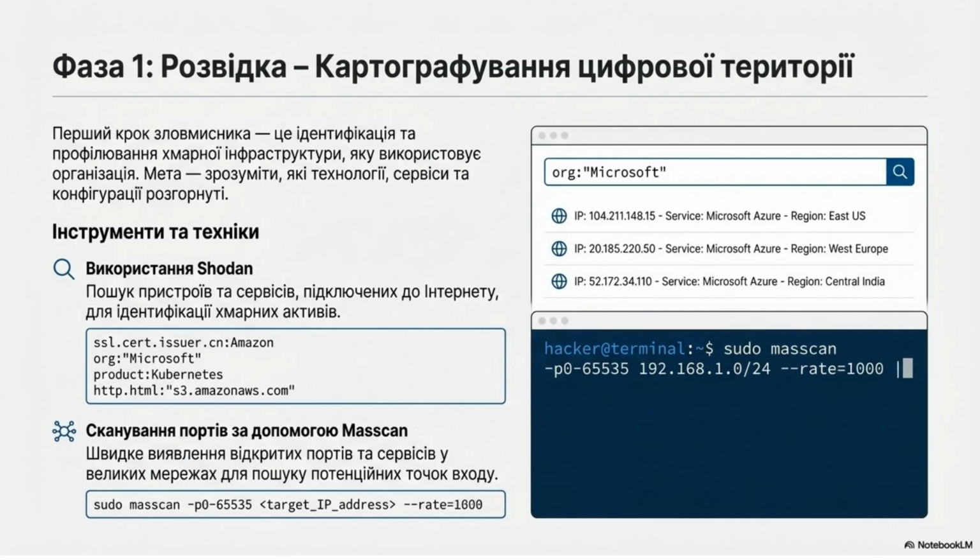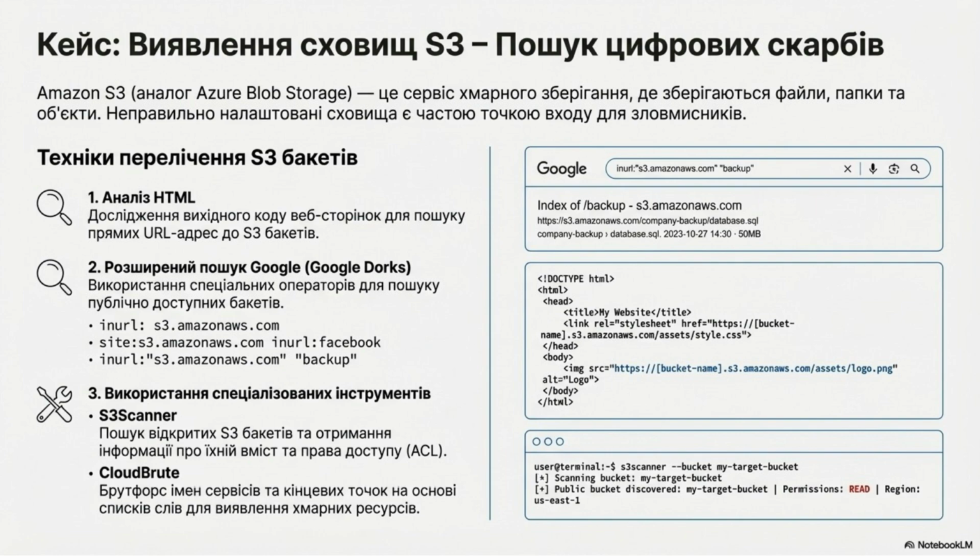Phase 1, reconnaissance. This involves identifying and profiling the target cloud infrastructure. Tools like Shodan and Masscan are used to search for internet-connected devices, open ports, and services for potential entry points. A common target is S3 storage buckets, the AWS analog to Azure Blob Storage. Misconfigured storage can be an entry point. Techniques like Google Dorking and specialized tools like S3 Scanner or CloudBrute can enumerate public buckets and gather information.